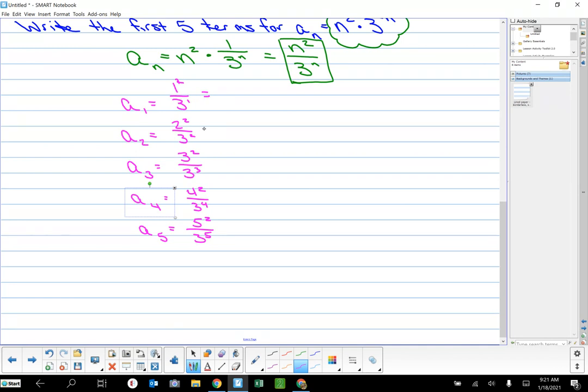I have these in my notes where I can just copy them real quick, but you may need a calculator if you don't know things like 3 to the 5th. I know 3 to the 4th off the top of my head, and then simplify all these. Don't ever leave these powers on these things. So this is 1/3. 2 squared is 4. 3 squared is 9. 3 cubed is 27. 4 squared is 16. 3 to the 4th is 81. 5 squared is 25. 3 to the 5th is 243. And so that's the first 5 terms of that guy.